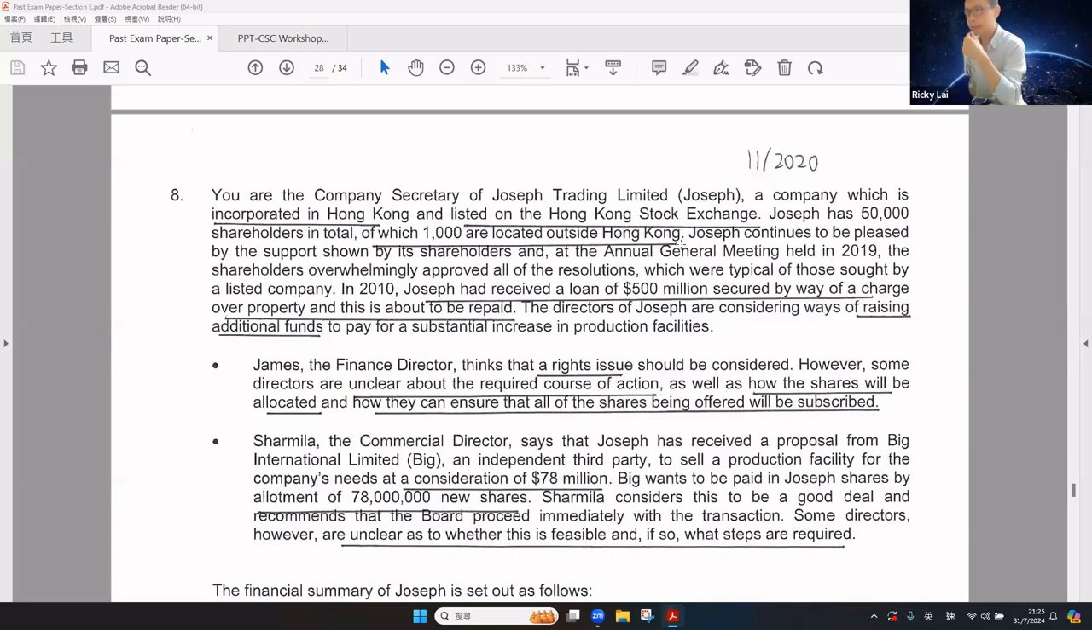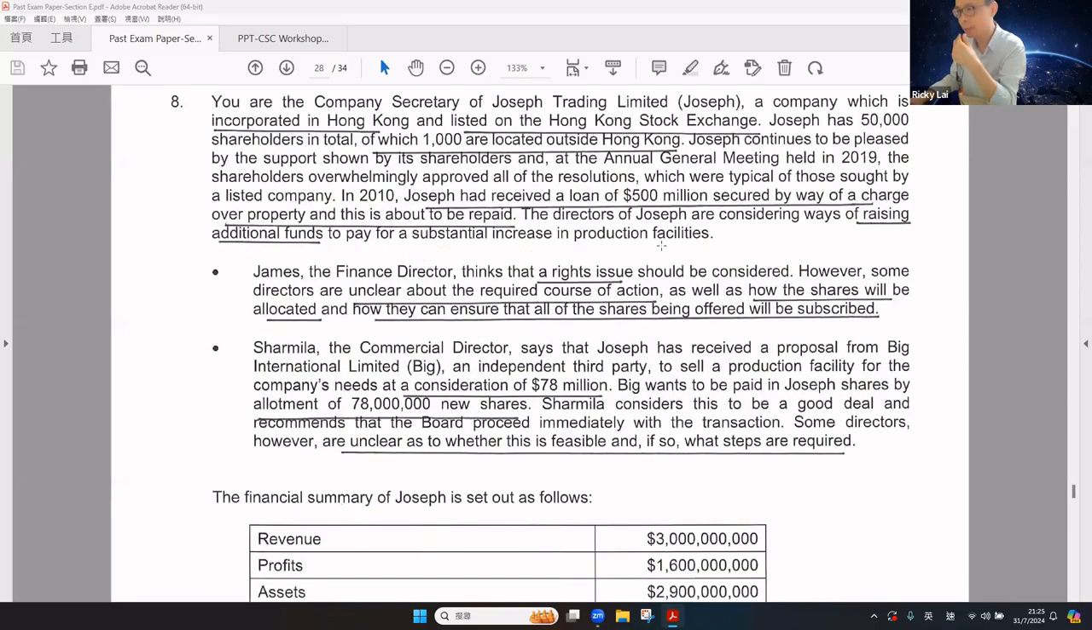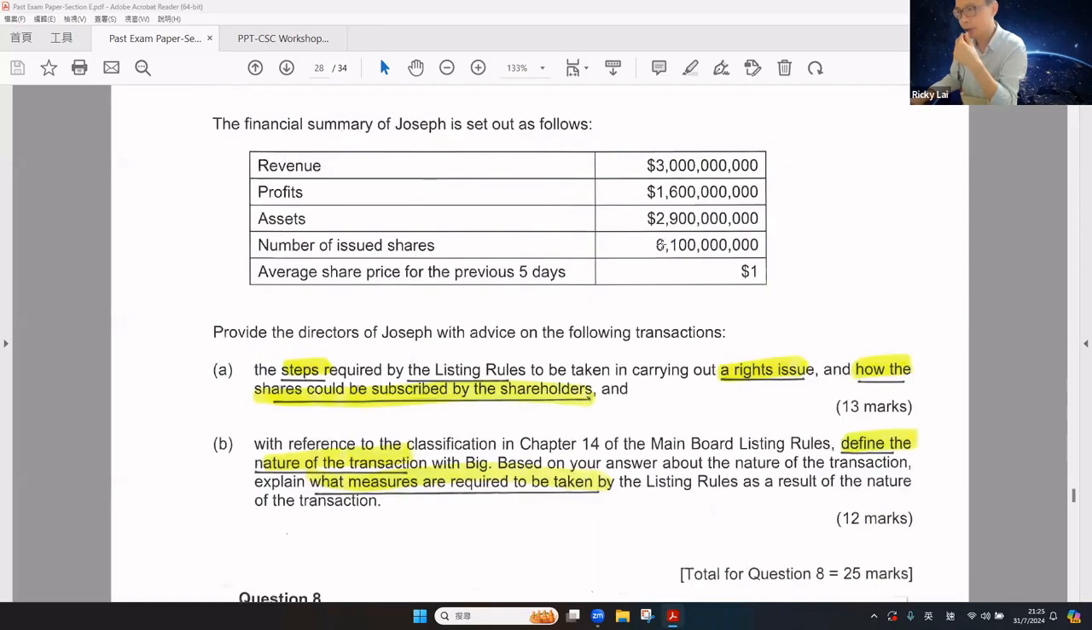Now let's take a look at the final question of the November 2022 paper. This question not only covers the connected transaction and the size test calculation, it also covers another topic, which is the share capital of the listed company: what are the steps for a rights issue and how the shares could be subscribed by the shareholders. So let's take a look at the question requirement first.